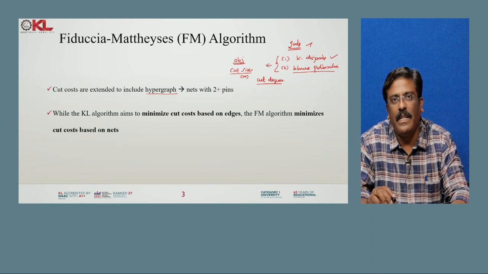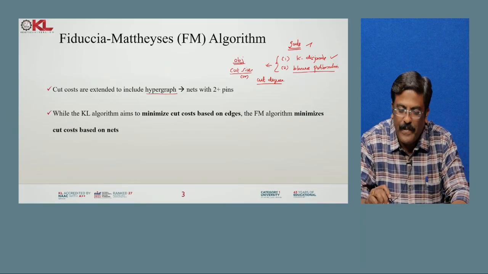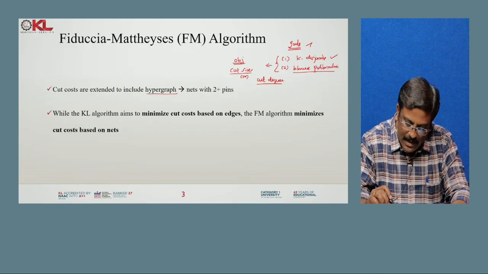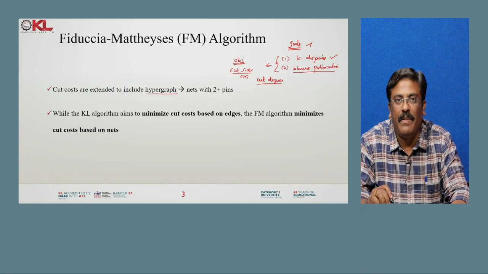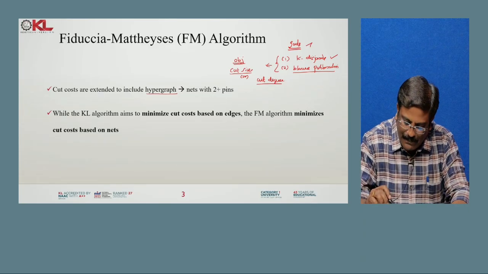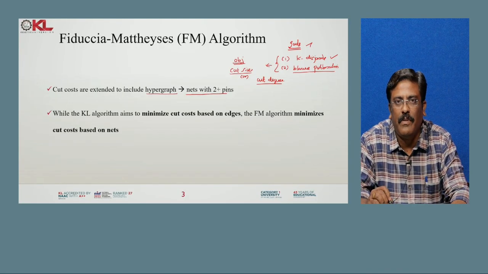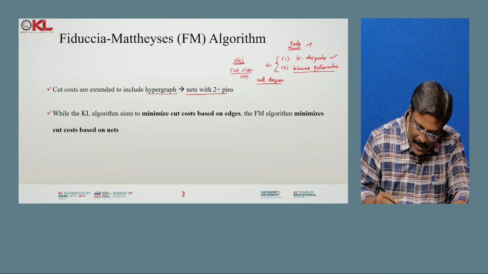Fortunately, all the VLSI circuits we have in practice follow hypergraph connectivity, so the FM algorithm is more useful than the KL algorithm when we talk about VLSI circuit partitioning. And it says that nets with 2 plus pins can be supported in the FM algorithm partitioning. So what is the meaning of it?